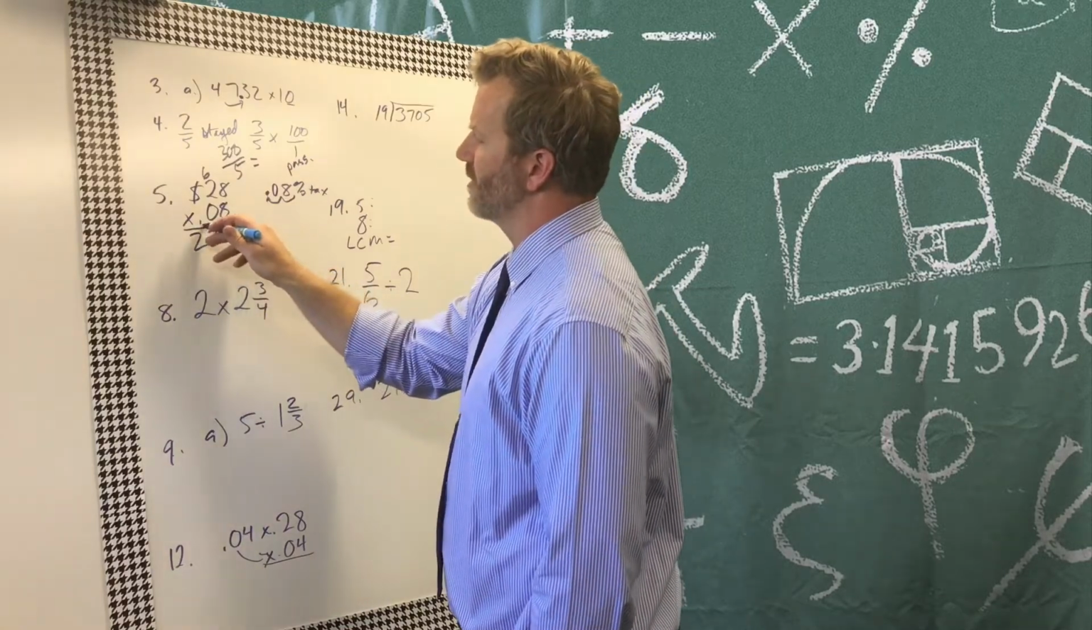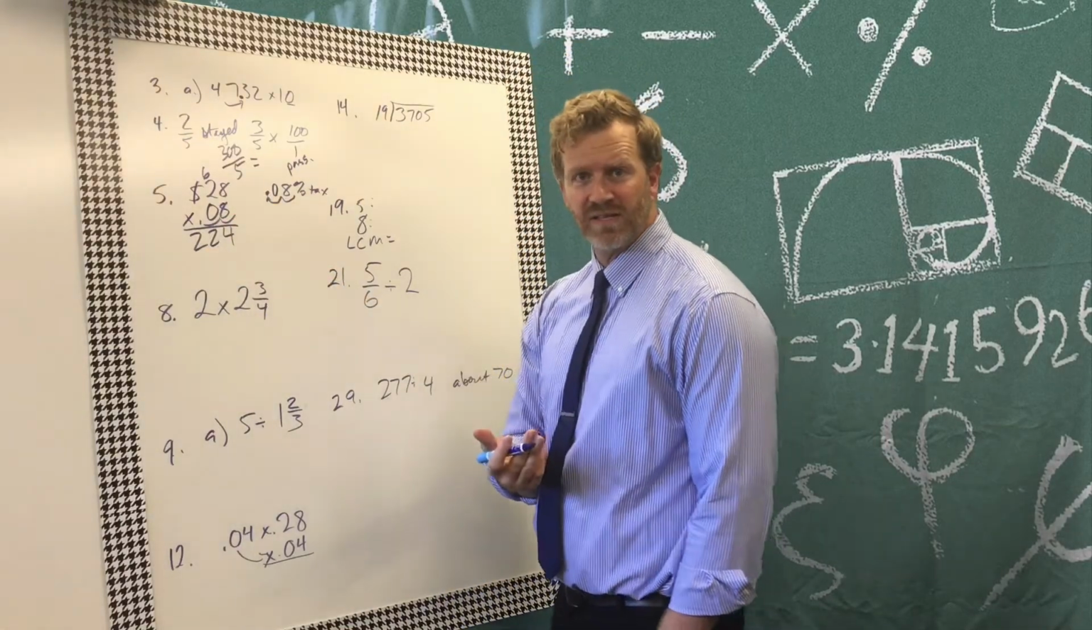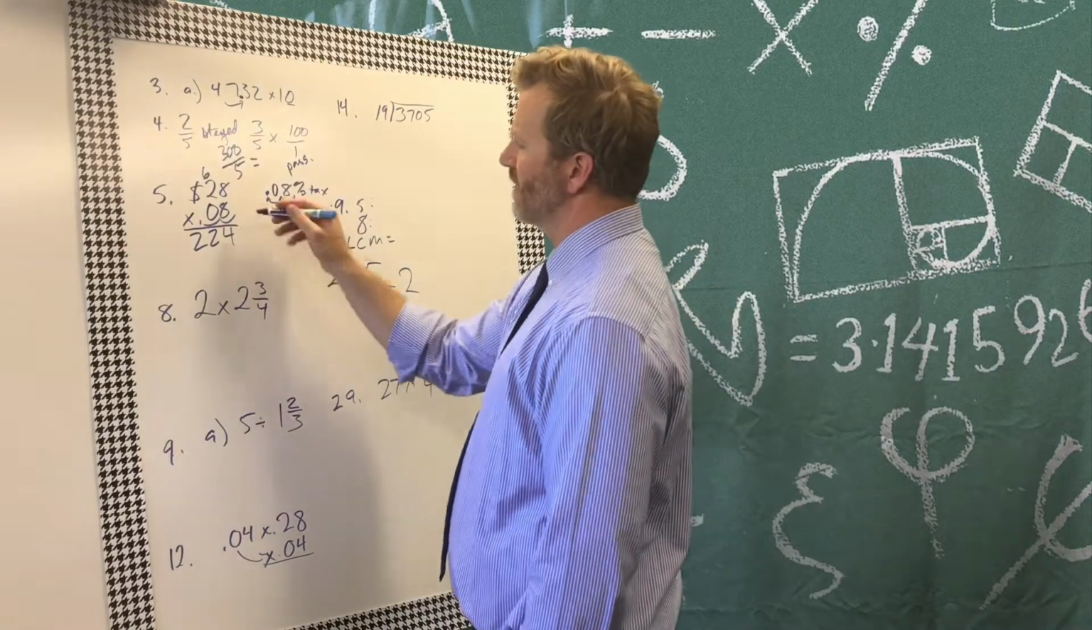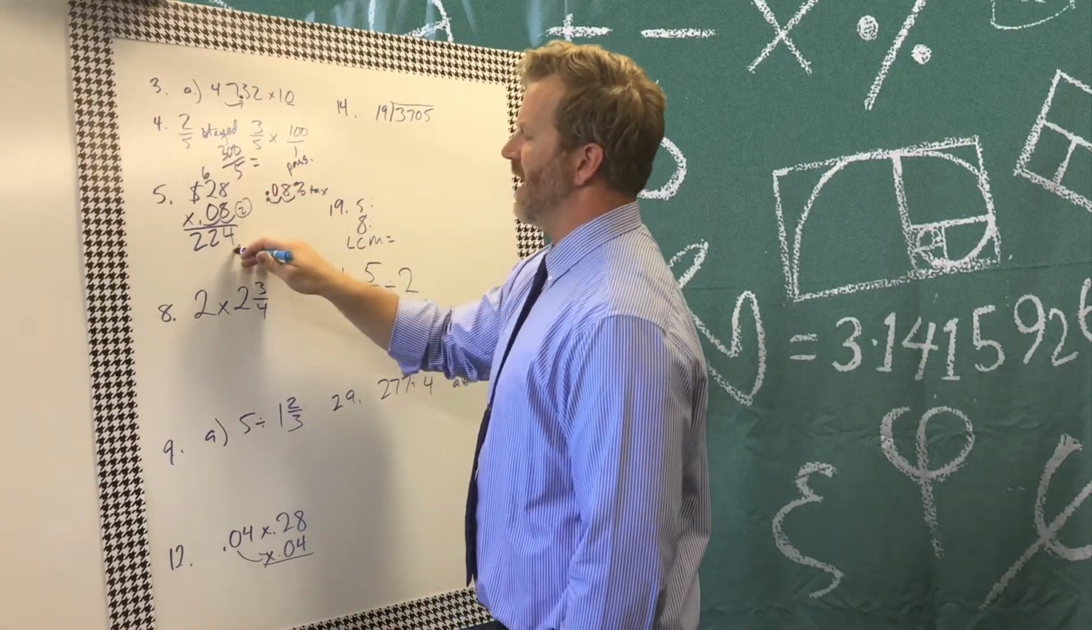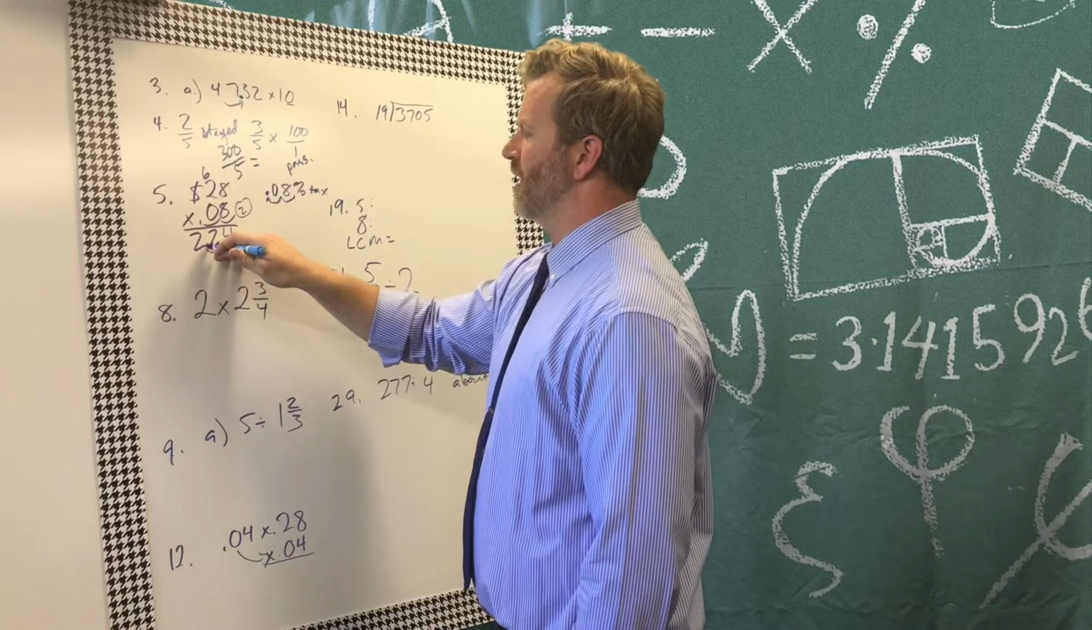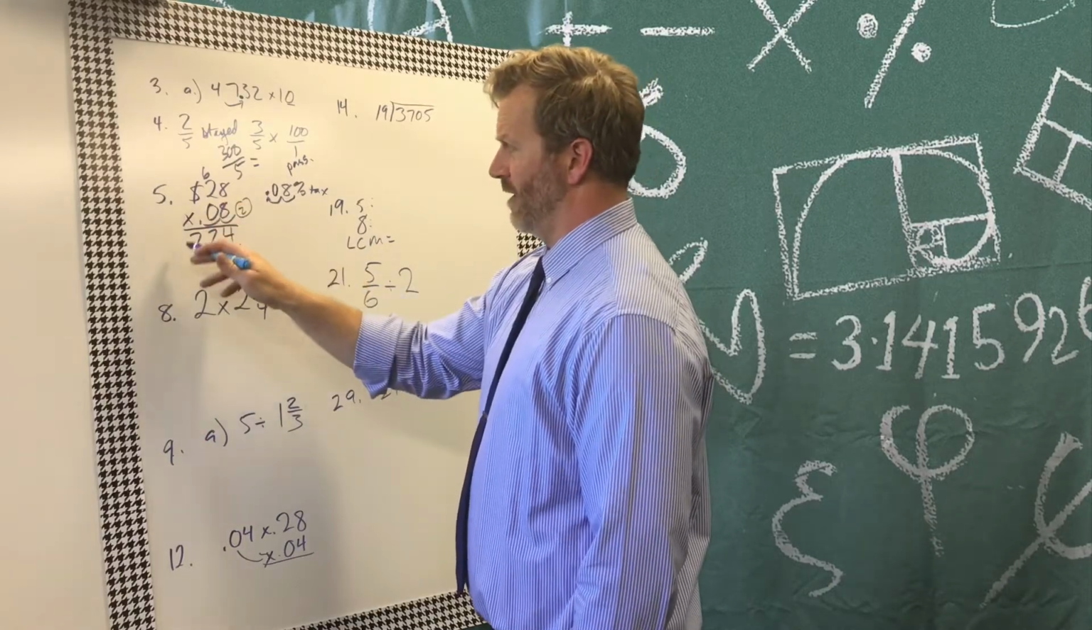Now, let's count our decimal spaces. How many decimal spaces do we have, Gracie? We got 2 spaces right there. So let's add those 2 spaces, drop it on in, and then we got to add our dollar sign.